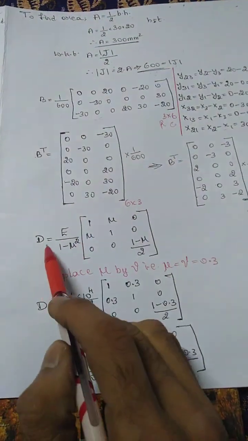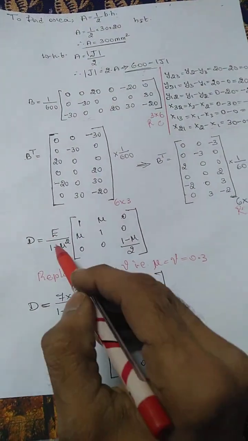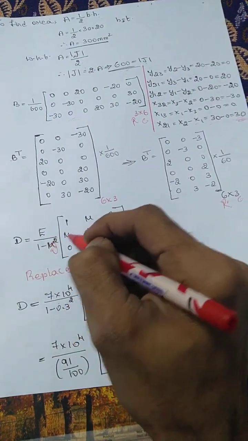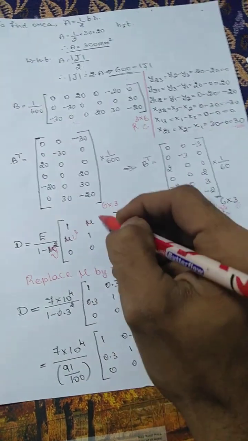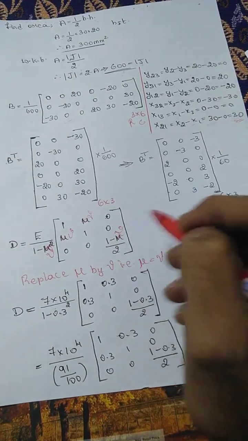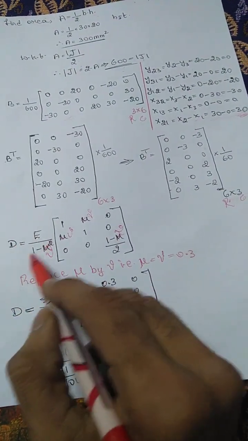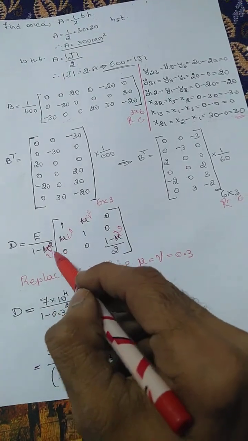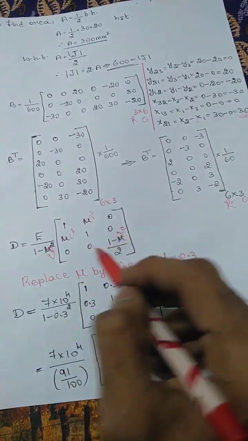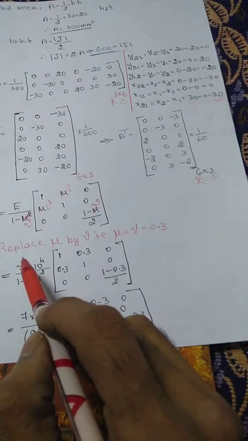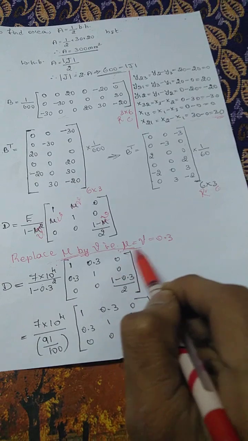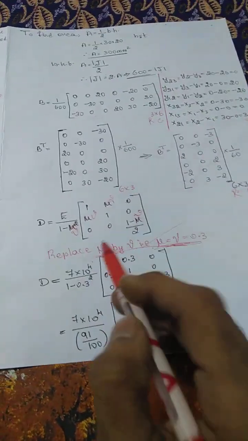Next, D is equal to E by 1 minus Poisson ratio squared. By mistake I have written mu, so this is also the Poisson ratio, the Poisson symbol V. So D is equal to E by 1 minus V squared times the matrix 1, V, 0, and so on. That's why I have written here to replace mu by V, because of that error.